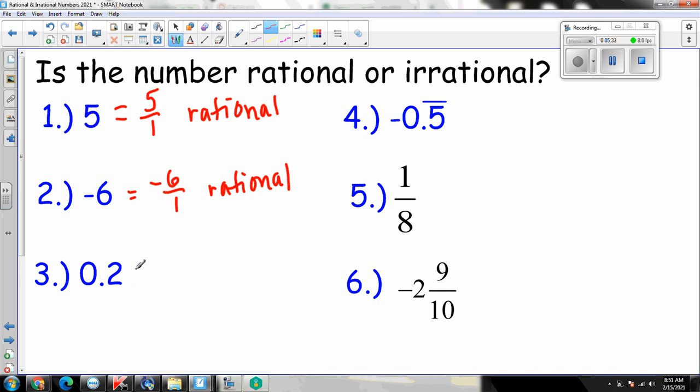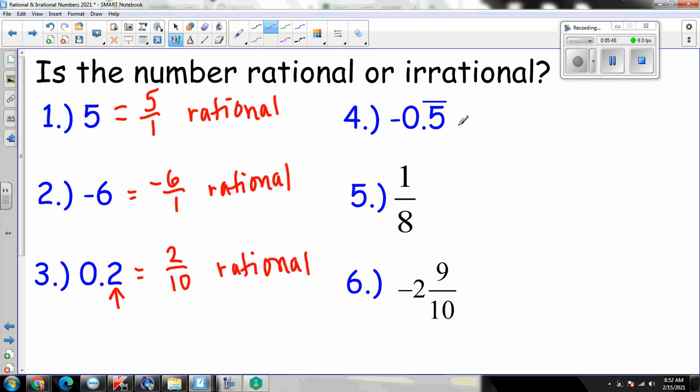0.2, could I write it as a fraction? Well, yes, I know the 2 is in the tenths place. This 2 right here is in the tenths, so this is equal to 2/10. So since I can write it as a fraction, it is rational.